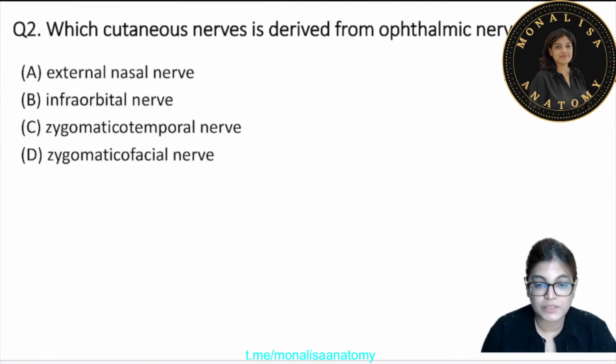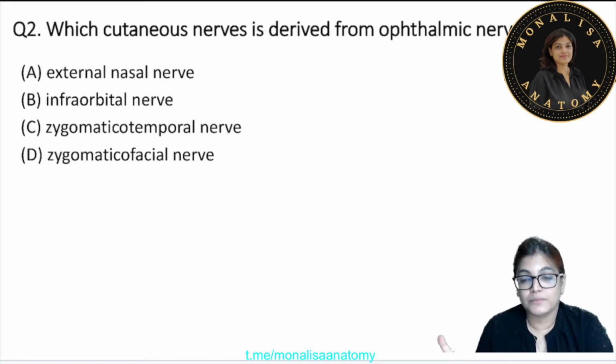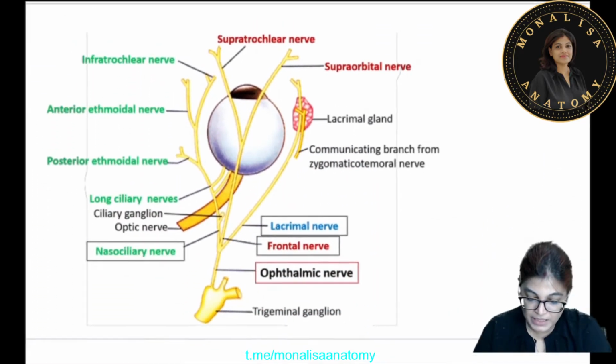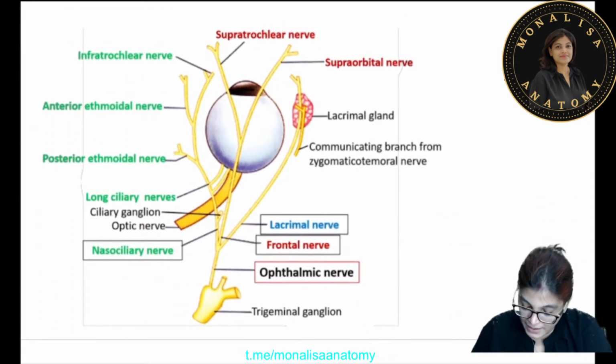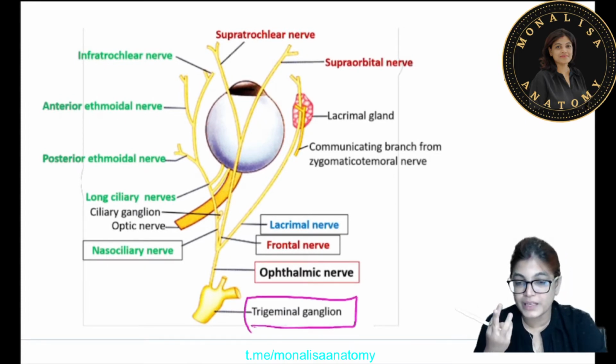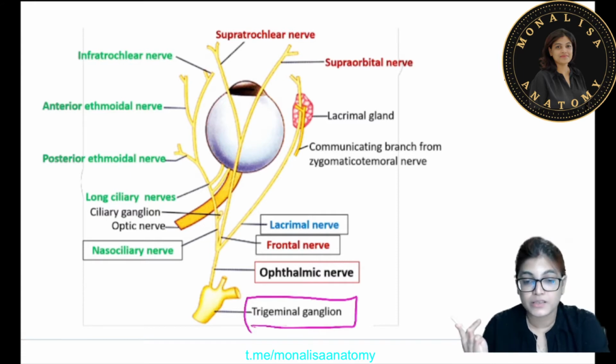Okay, now moving to the second MCQ. Which cutaneous nerve is derived from ophthalmic nerve? So for the proper explanation and application of this MCQ, you have to know about the ophthalmic nerve, which is one of the divisions of the trigeminal nerve. Okay, so firstly coming to the explanation. See this diagram. This is a schematic diagram in which you can see that trigeminal ganglion is there. From the trigeminal ganglion, what happens? Three divisions emerge out.